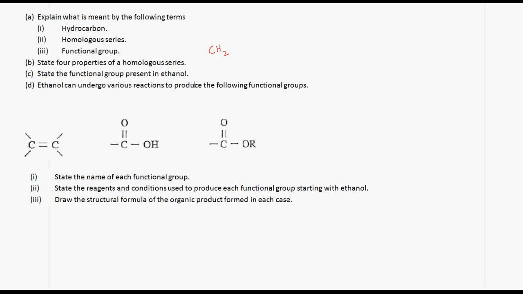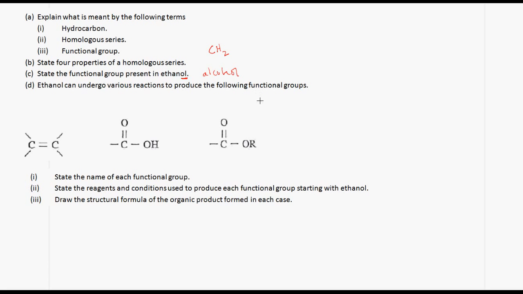Now part C asks, state the functional group present in ethanol. Now ethanol, just by looking at the name, we expect it to be an alcohol. So therefore it belongs to the alcohol group. Ethanol can undergo various reactions to produce the following functional groups.